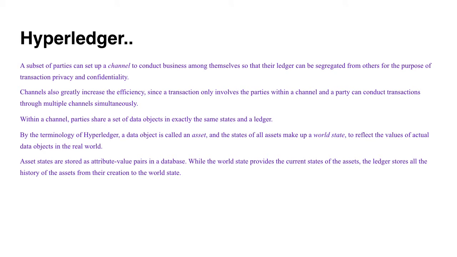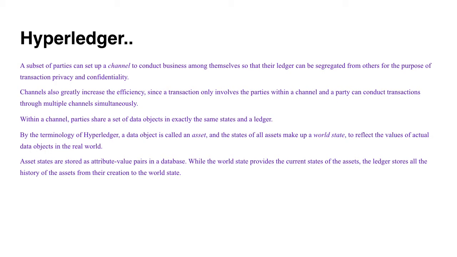So a subset of parties can set up a channel to conduct business among themselves so that their ledger can be segregated from others for the purpose of transaction privacy and confidentiality. Channels also greatly increase the efficiency, since a transaction only involves the parties within a channel, and a party can conduct transactions through multiple channels simultaneously.